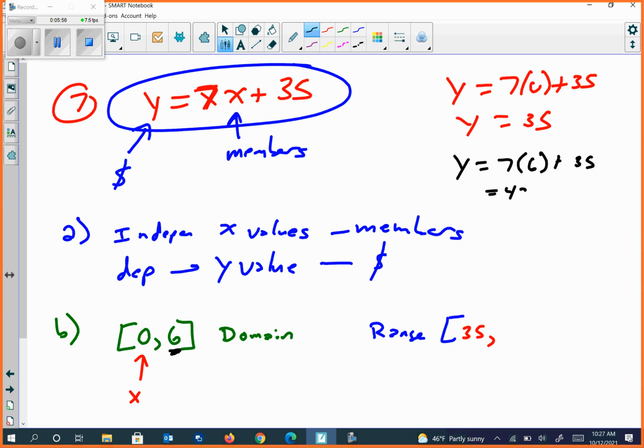So that's 42 plus 35. So that's going to be 77. So your company is bound to pay between $35 and $77, each with an increment up of $7 if they use it. Your domain, they can take up to 6 people, so that means no people can join, all the way up to 6 people can join. And again, hopefully this company only has 6 employees. If not, it's like, okay, there's 300 employees, but we can pay for 6 of you for this. But it's a nice company to work for.